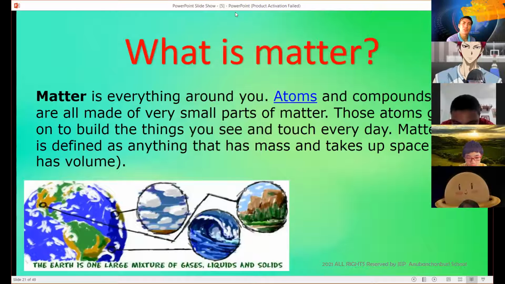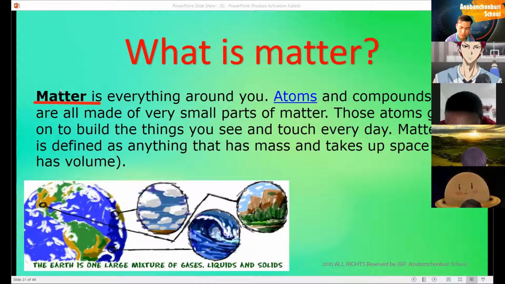So I think I told you to copy this in your notebook, right? Do you have your notebook with you? What is the meaning of matter again? Can you read the meaning of matter that I let you copy last time? Do you have the definition of matter there?